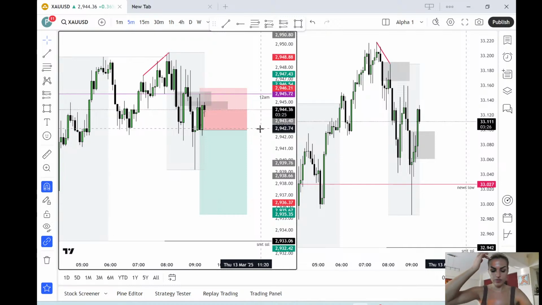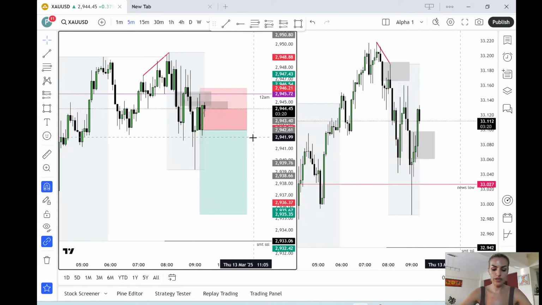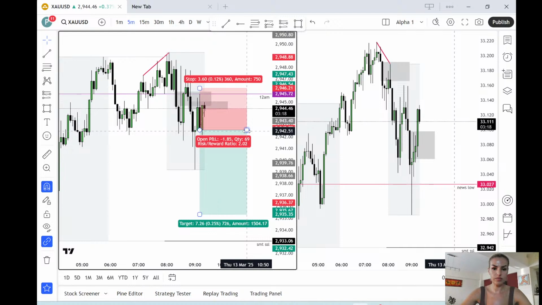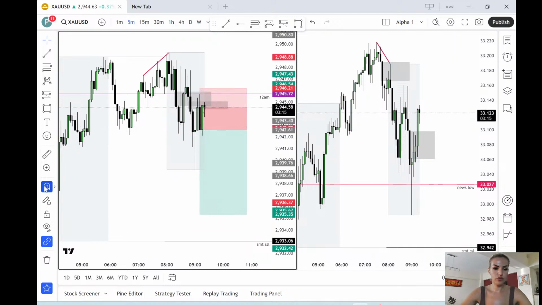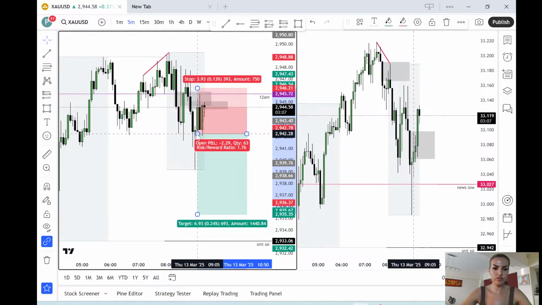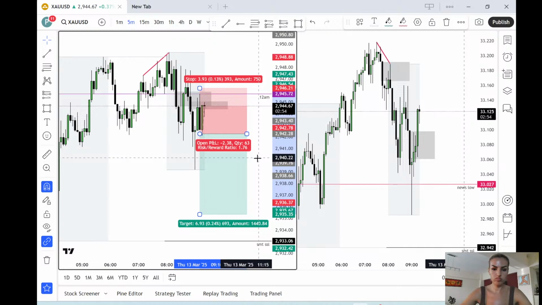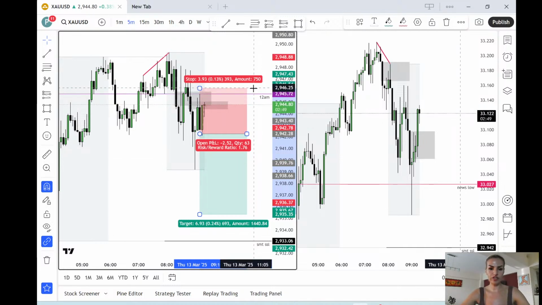So entry is, in my case, 2942.27. That's where I got filled. And my stop loss is 2946.20.